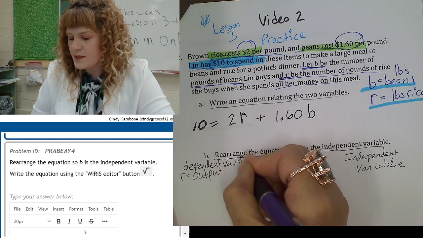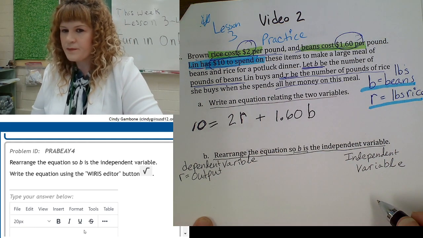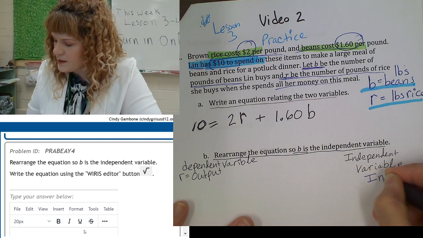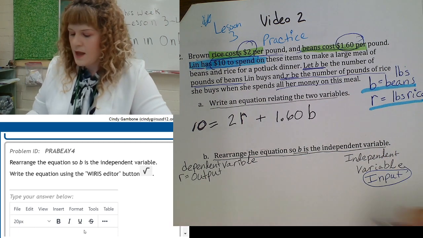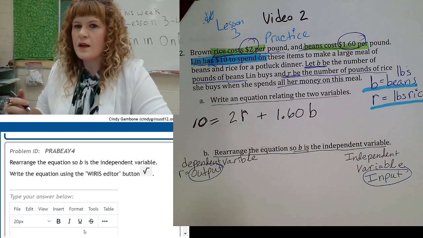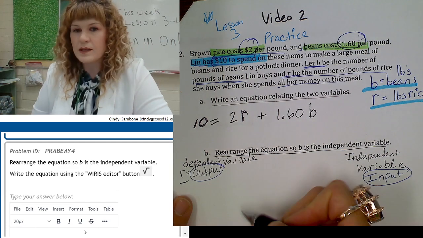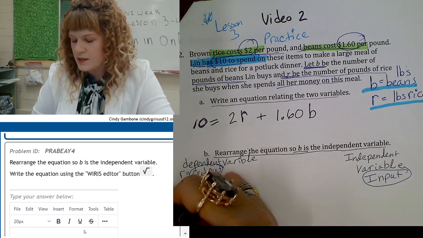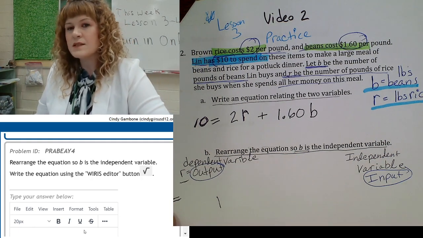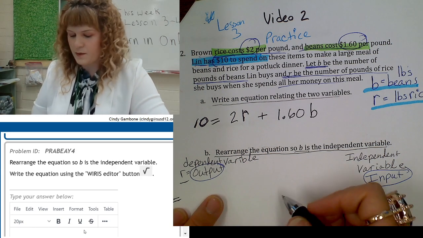So we're using two names back and forth. We were saying input, output. Remember when we did input-output diagrams, the independent variable was the input and the dependent variable was the output. But now we're just going to say independent variable and dependent variable. Anyway, so R is the dependent variable. So you know your equation is going to start with R equals, because it depends on how many pounds of beans you buy. Let me show you how to rearrange the equation.